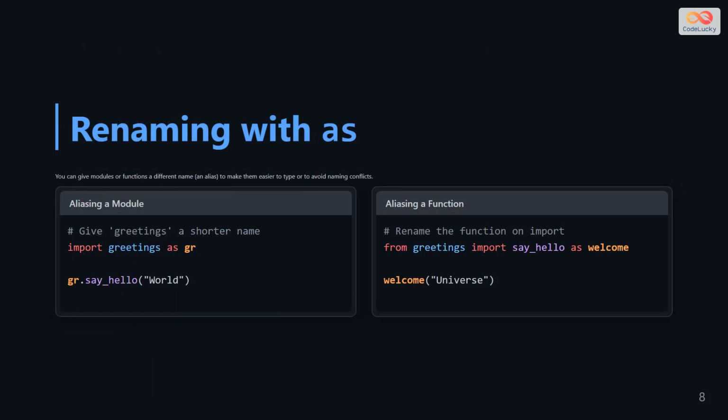The as keyword is a handy tool for creating an alias or a new name for an imported item. This is often used to shorten long module names, like importing numpy as np, or to avoid name clashes. You can rename a whole module or just a specific function that you are importing.